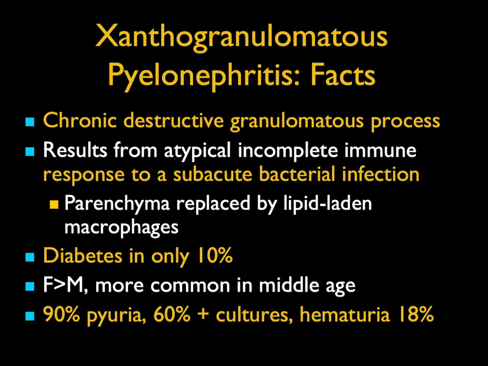Now, XGP, certain facts, is a chronic destructive granulomatous process. It results from a typical incomplete immune response to a subacute bacterial infection. We always like to think about things that are unusual in the kidneys with infection as patients with diabetes, but diabetes is only present in about 10% of these cases. It's more common in female than male. 90% of patients have pyuria, 60% have positive cultures, and hematuria in about 18% of cases.